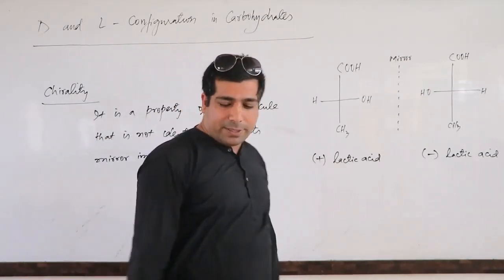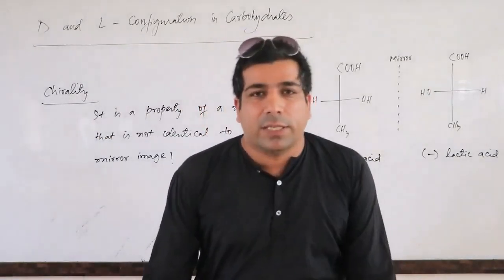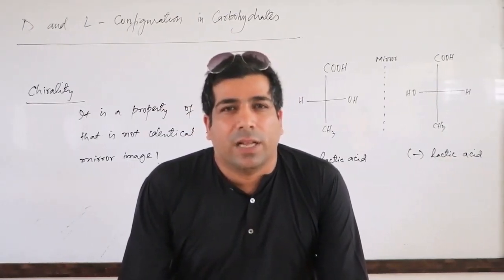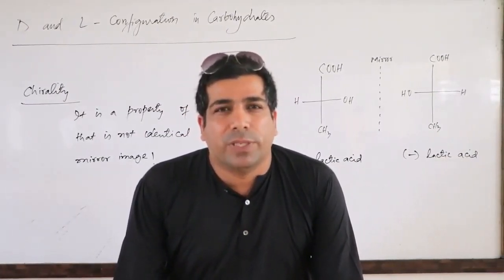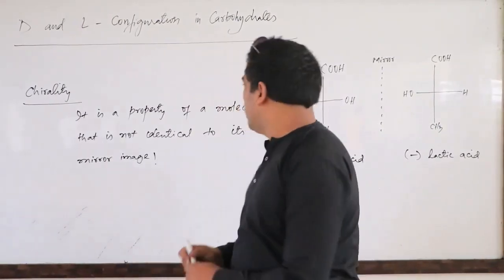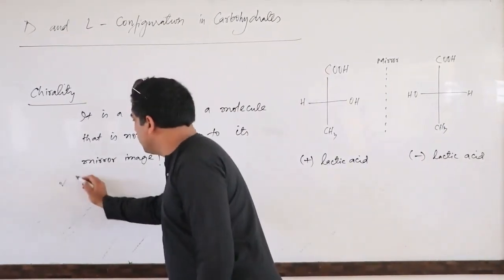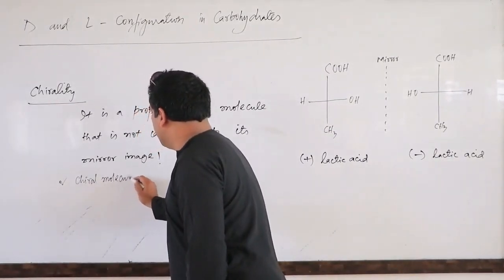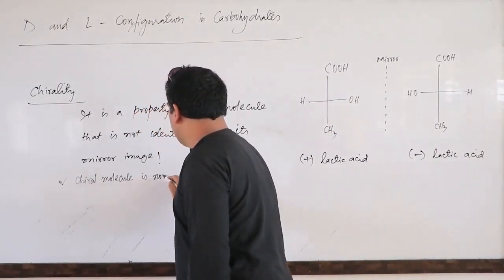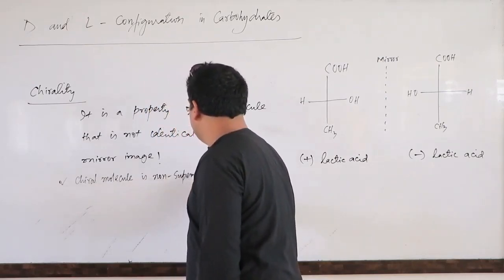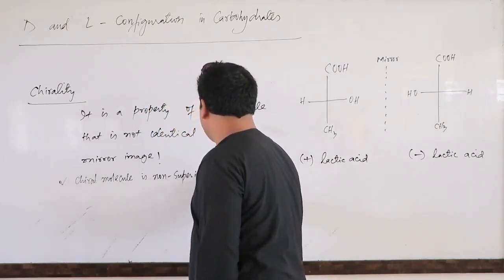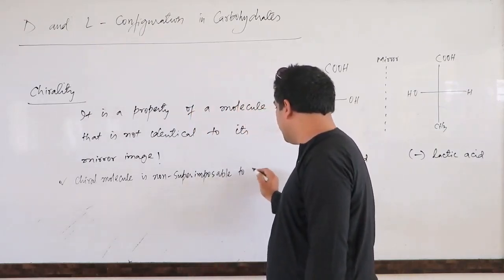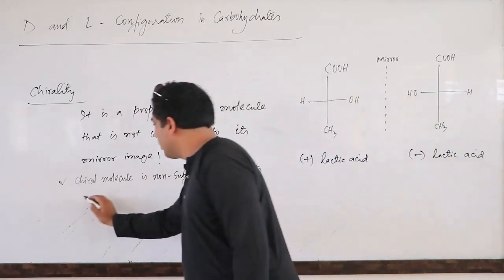So my dear friends, remember always, the molecule which is chiral will always be non-superimposable to its mirror image. So I will write down: chiral molecule is non-superimposable to its mirror image.